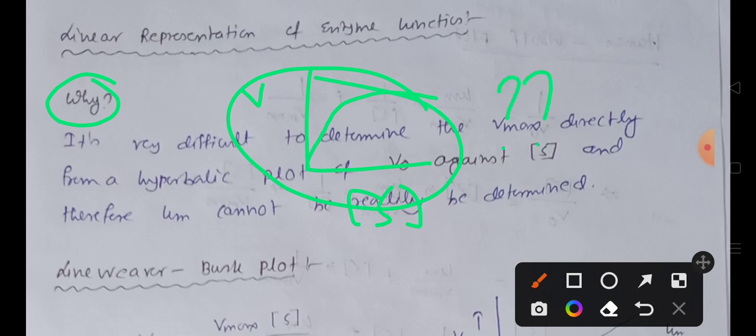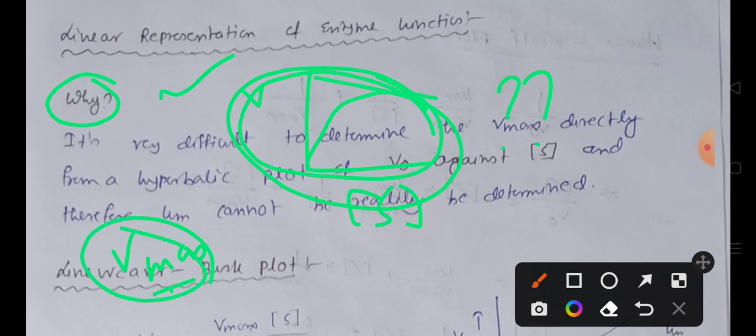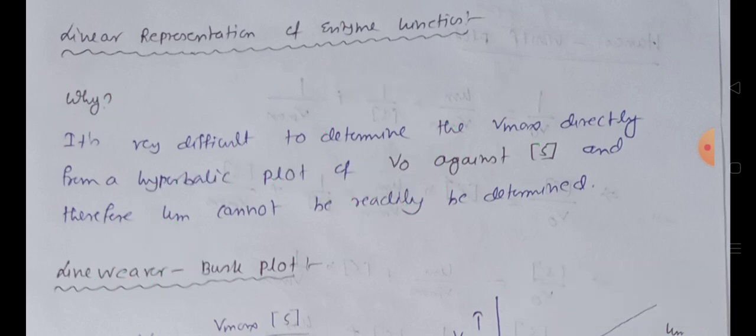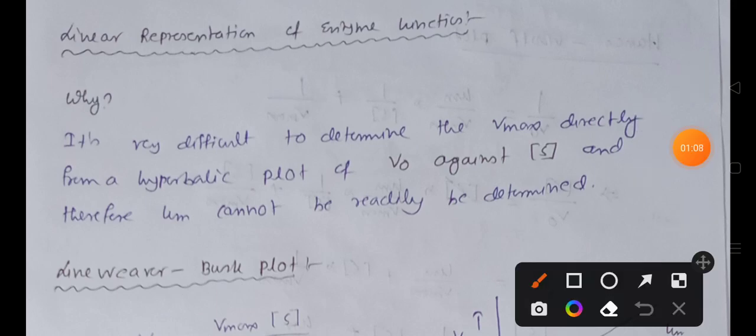The idea is we cannot determine various important properties of enzyme kinetics with the help of this hyperbolic curve. For example, determining Vmax will become very difficult with this hyperbolic curve. And as the determination of Vmax becomes difficult, obviously the determination of Km will also be difficult. That's why scientists have decided to represent the Michaelis-Menten equation in a linear form.